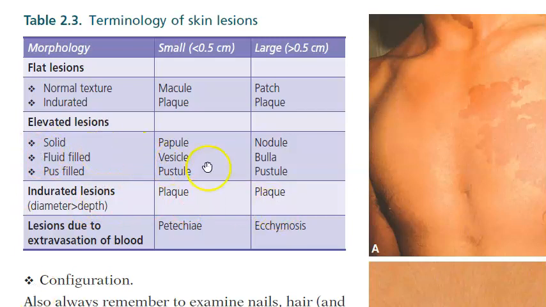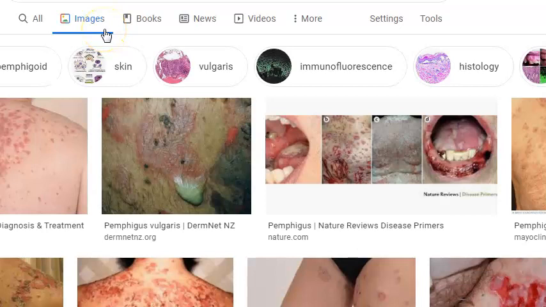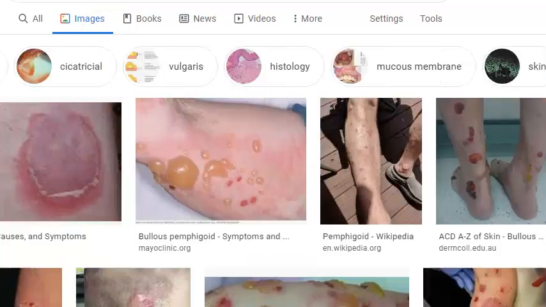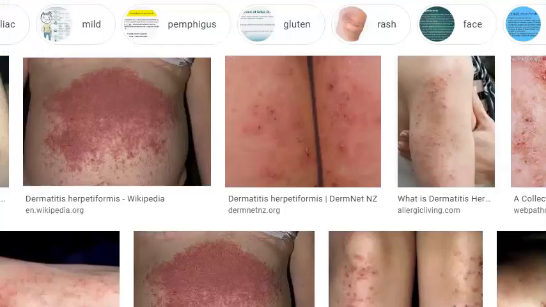Vesicle is fluid filled. If it is big size, bulla. Vesicle, bulla. See guys, you have to remember this. Vesicle becomes bulla; papule, nodule; macule, patch. So in the syllabus, we were here, vesiculobullous diseases. Vesicle is small, bullous is big. Vesiculobullous diseases, pemphigus. What is pemphigoid? All these are autoimmune diseases. So this is pemphigus vulgaris. This is pemphigoid. You can look at some clinical presentations here. Dermatitis herpetiformis. What is this?